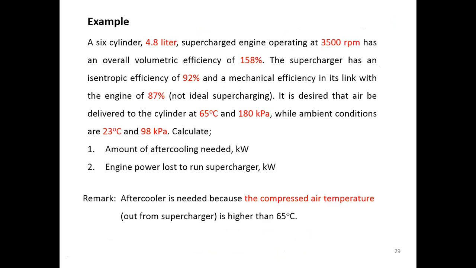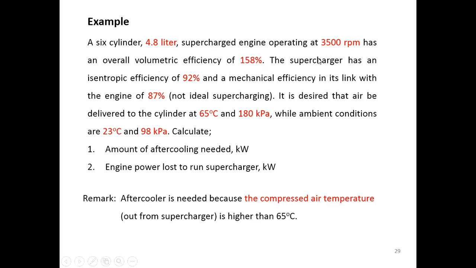Now another example. We have a 6 cylinder, 4.8 liter supercharged engine operating at 3,500 RPM, and it has an overall volumetric efficiency of 158%, greater than 100, which is possible because we equip this engine with a supercharger. So the volumetric efficiency can go higher than 100.